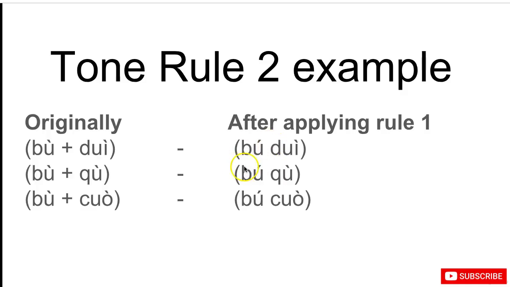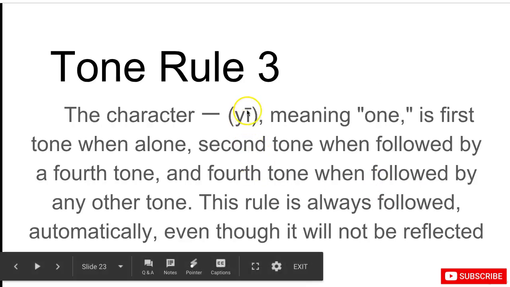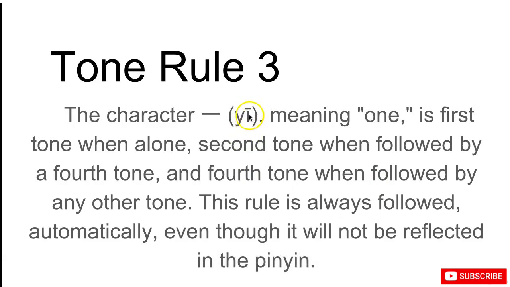So the word sounds like "bu dui, bu dui, bu chu, bu chu, bu so, bu so." Right? So let's say the last tone rule, and it says the character yi. Remember that this is how you pronounce it. Yi. We practiced this some time ago. Yi.